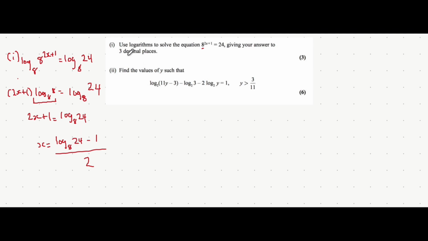Now, you can put this in the calculator and it'll give you your answer to 3 decimal places. Hopefully that all made sense. And yeah, let's move into part 2 of the question, which is a bit more difficult in my opinion.